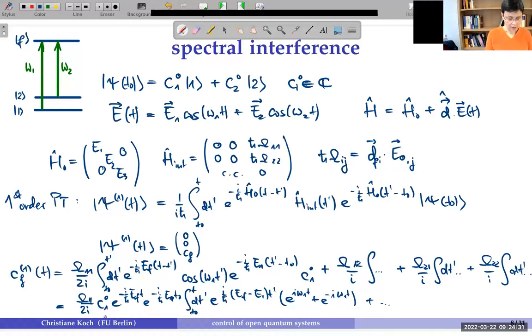Now, this prefactor here in front of the integral, that's just some complex coefficient that I can call C10 tilde. So I absorb these two exponents into my initial amplitude. And then when I take the rotating wave approximation, this is the energy difference between the two levels. So I only keep here the minus one that gives me the detuning of omega one from the resonance, and I neglect the term that oscillates with essentially twice that frequency.